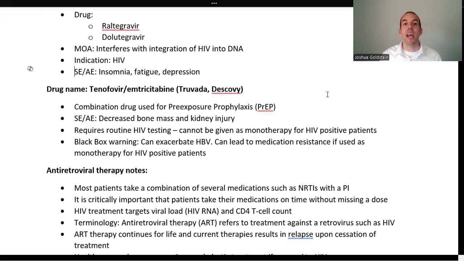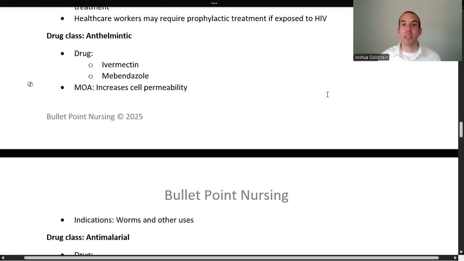The terminology ART, antiretroviral therapy, refers to all the drugs that treat HIV. These drugs are continued for the rest of a patient's life. And like I said, with proper treatment, HIV is fully manageable nowadays. So if it's caught early and they stick to the medications, they otherwise stay healthy. These patients have, if I'm not mistaken, nearly equal lifespan as someone who doesn't have HIV.